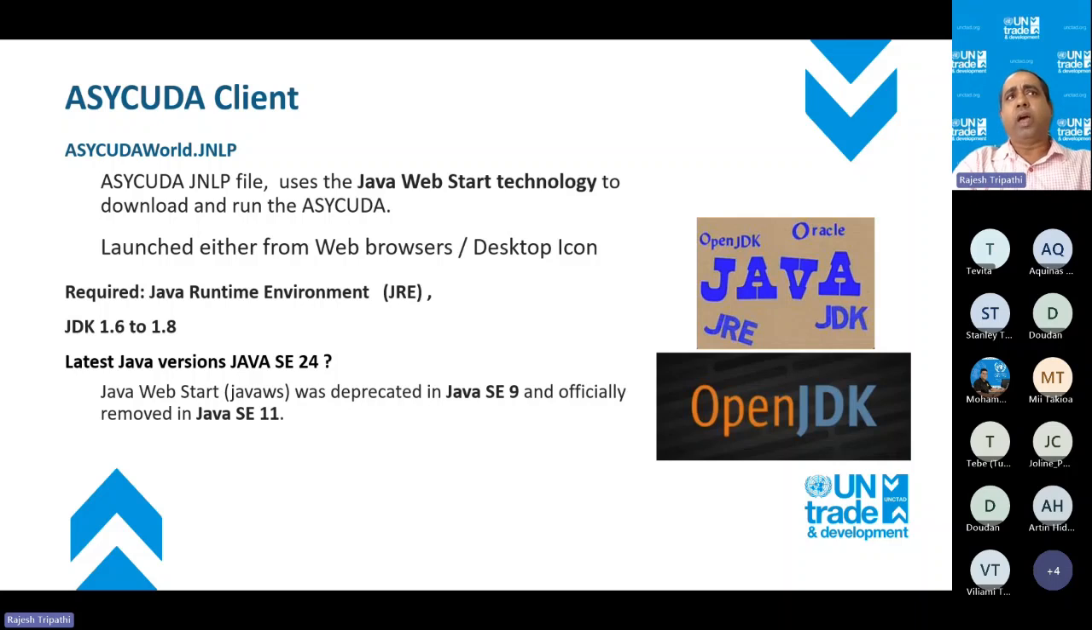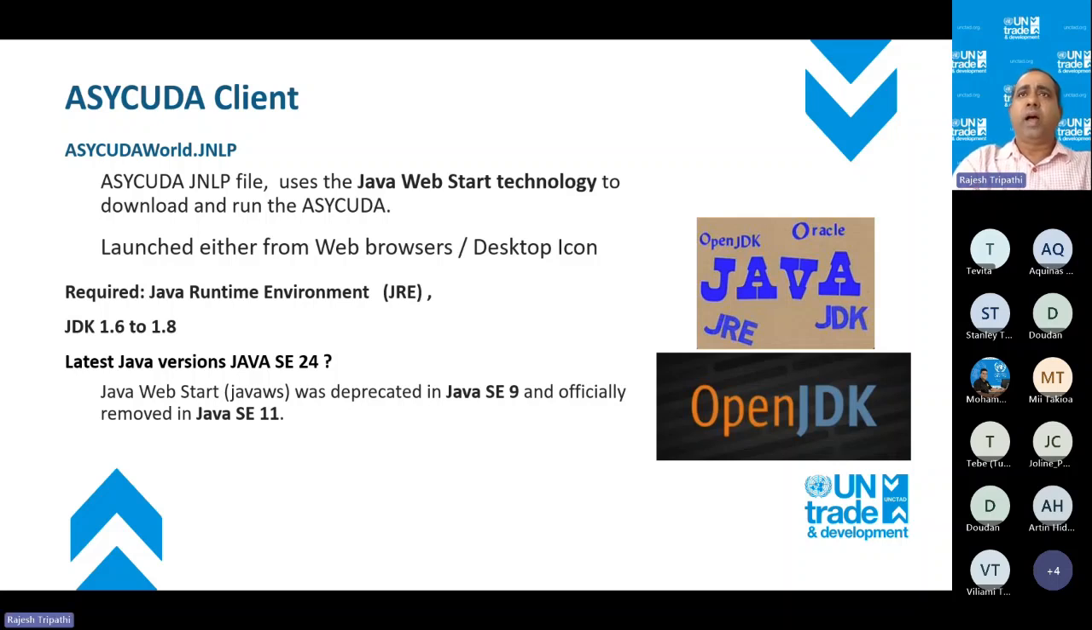When you download, you see ASYCUDA.jnlp file downloaded. So JNLP file actually is Java network protocol file, which uses Java Web Start technology to facilitate execution of the ASYCUDA application. And this can be run by clicking the JNLP file on the desktop, or it can also be automatically executed if you set it up in the web browser through a plugin.